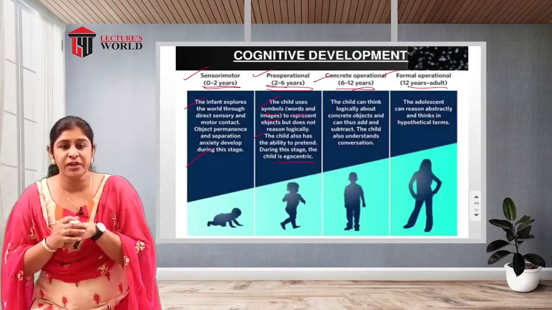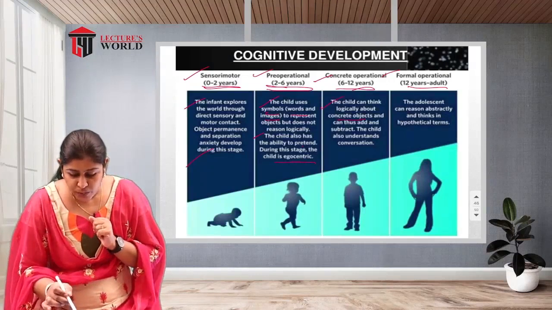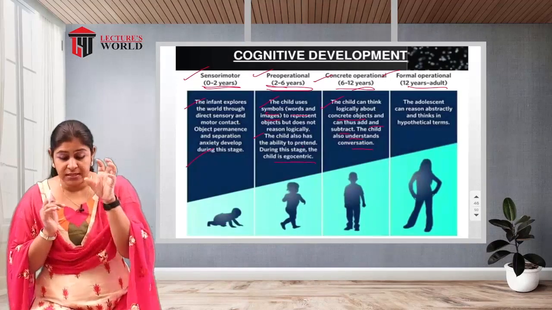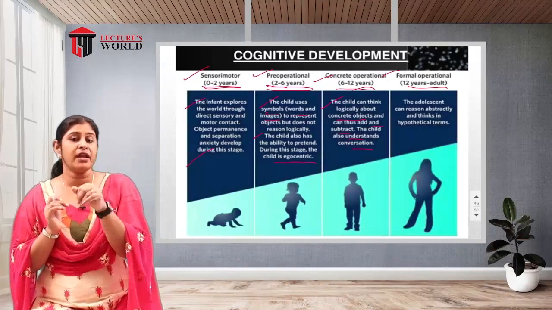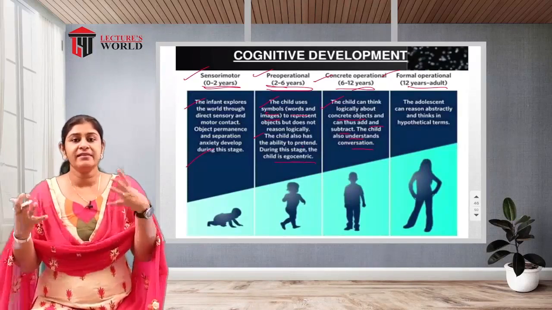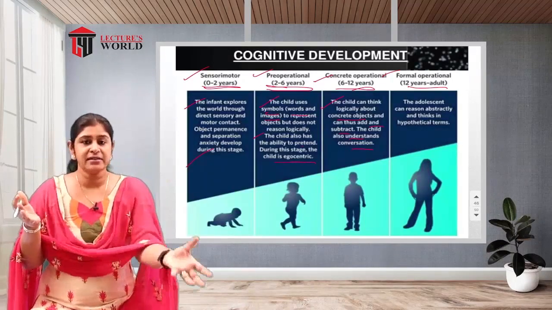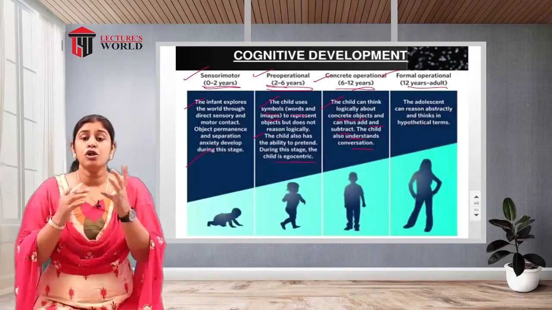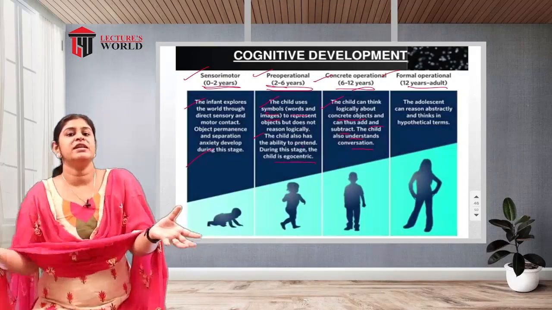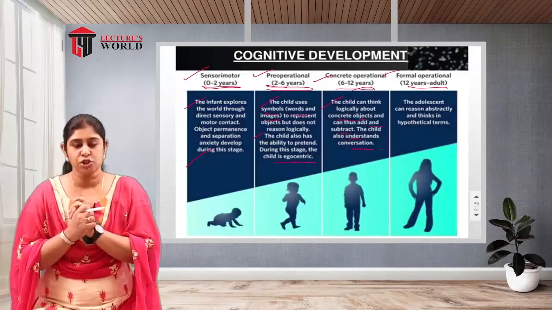Next comes the concrete operational stage, that is 6 to 12 years. The child can think logically about concrete objects and can thus add and subtract. The child understands conversation. During this concrete operational stage, 6 to 12 years, which we call the schooler stage, the child starts thinking logically. The child adds and subtracts, and also understands the conversations going on between parents and between friends. Everything is understood and correlated during this stage.